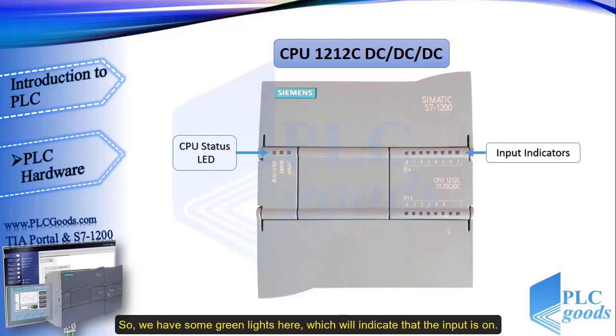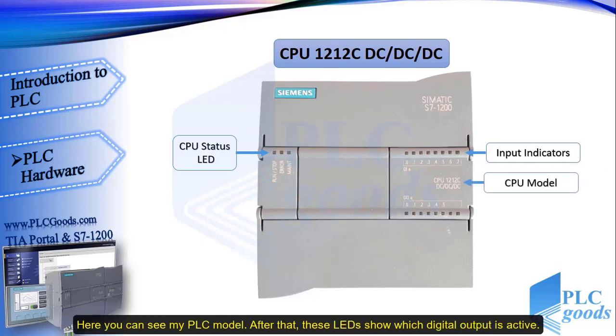So we have some green lights here, which will indicate that the input is on. If there is no green light, it means all inputs are off. Here you can see my PLC model. After that, these LEDs show which digital output is active.